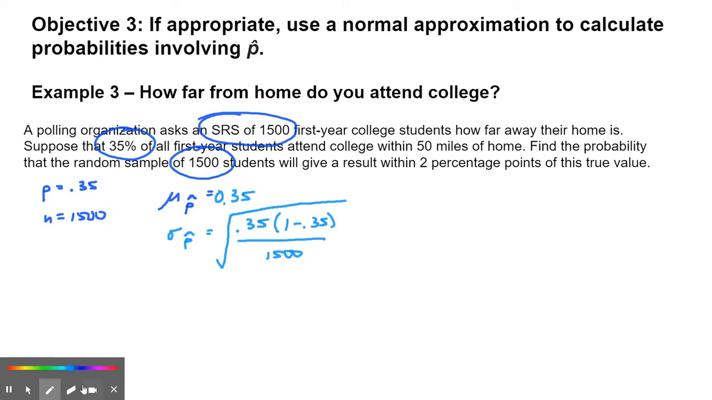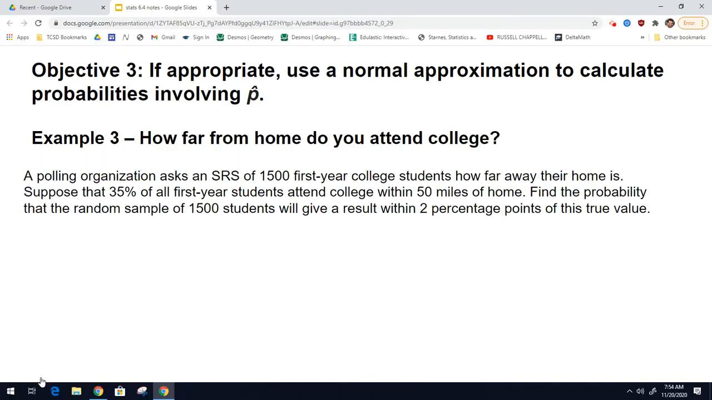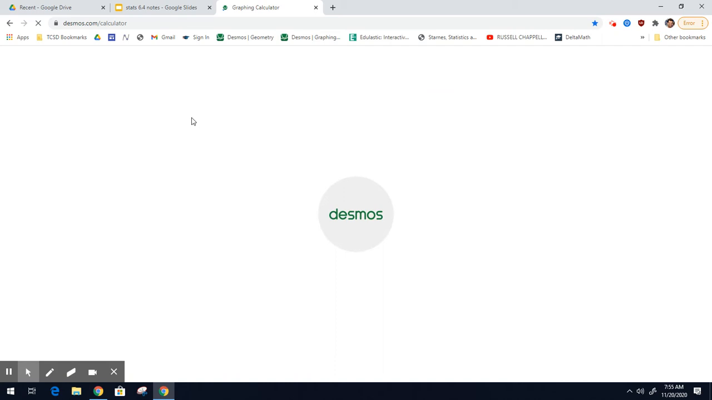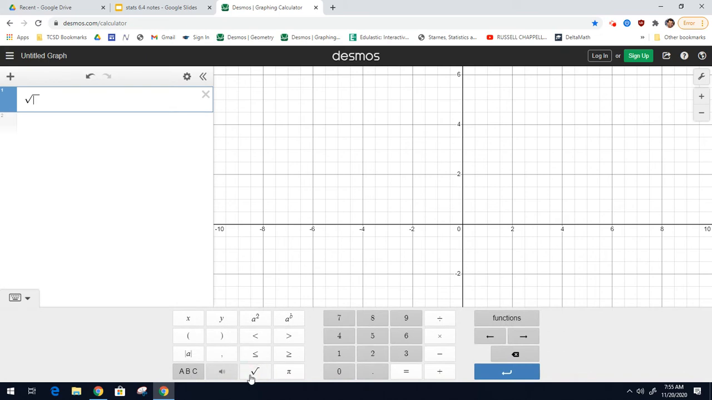Okay, let me go to the graphing calculator and show us. We're going to lose this information, but I'll bring it back up in a second, because I think it's important to show you how to do this. The first thing I would do is get my square root, which is down here on the keyboard, and I would immediately press the fraction key. That means the entire fraction is inside the square root. It was 0.35 times 1 minus 0.35, then arrow down to the bottom, and that's 1,500.